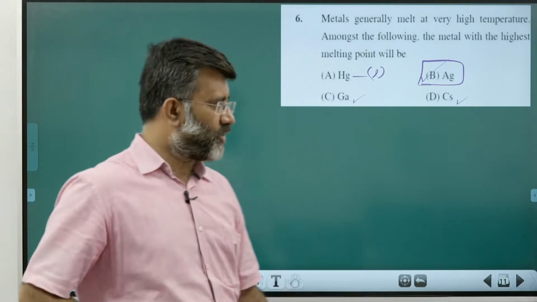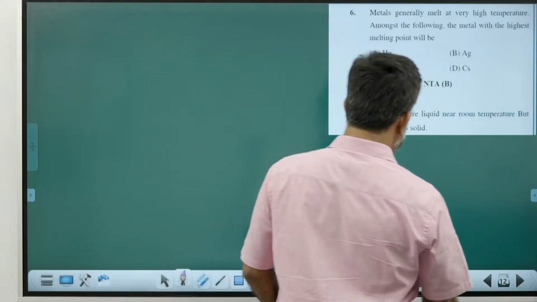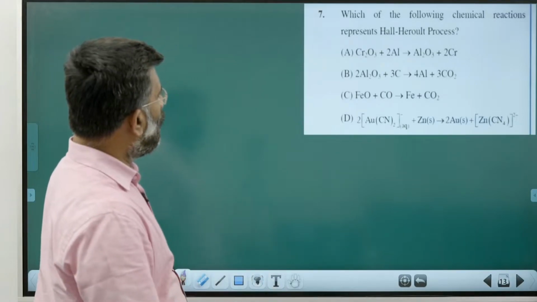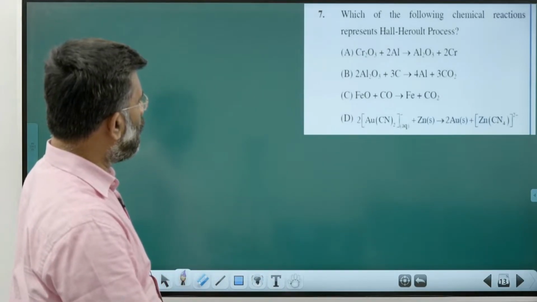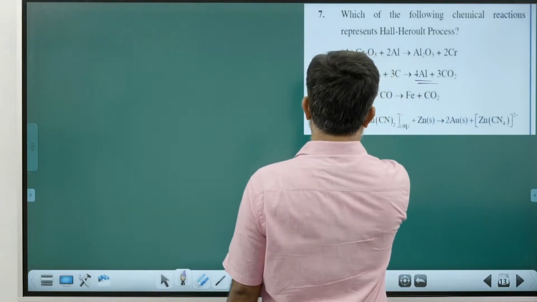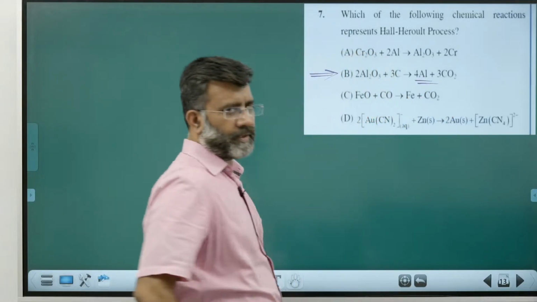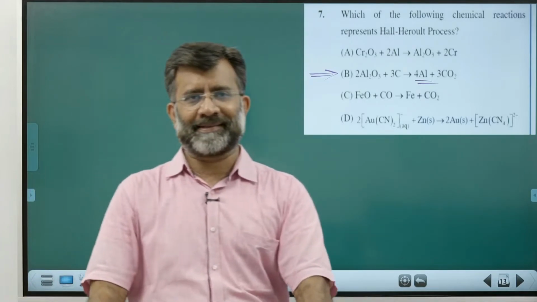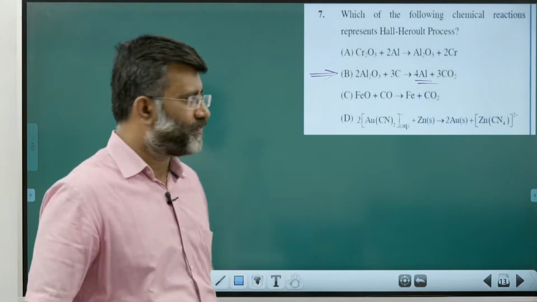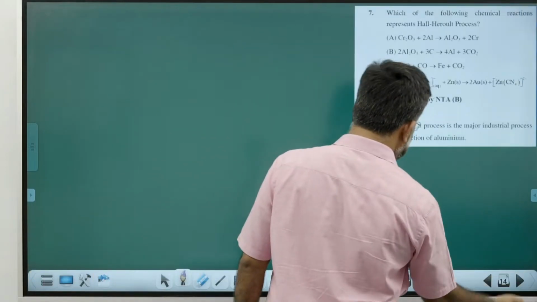Okay, next. Hall-Héroult process. Extraction of aluminium. Hall-Héroult process is the electrolytic extraction of aluminium using alumina. Right? Next.